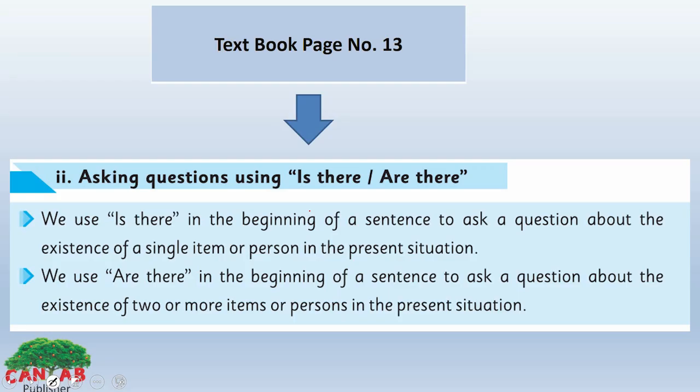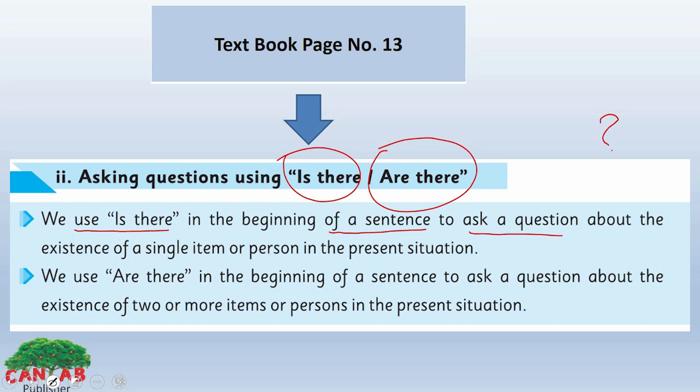Now look at the second section, asking questions using is there or are there. Question means to interrogate or to ask something from someone. We use is there in the beginning of a sentence to ask a question about the existence of a single item or person in the present situation. When we ask something, we also put a question mark in writing.